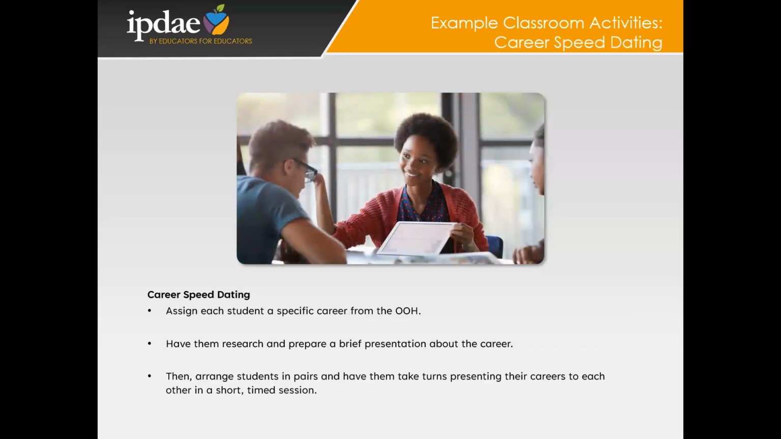The next activity is called career speed dating. This activity is modeled after the concept of speed dating, where students rotate partners quickly for brief interactions. In the context of career exploration, it serves as an effective and interactive method for students to research and share information about various occupations.